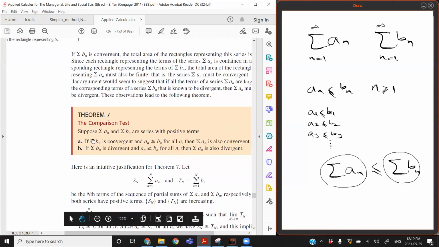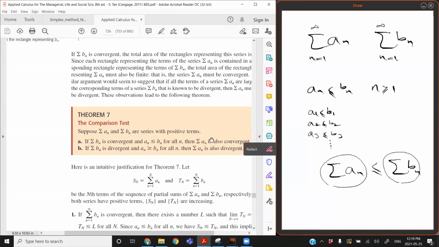We have the comparison test here. Suppose that sigma an and sigma bn are both series with positive terms. This is something that I forgot to mention, but generally this section is all about series with positive terms. So all the terms A1, B1, A2, B2, A3, B3 of both series are positive numbers. Then if sigma Bn is convergent and An is less than or equal to Bn for all n, then sigma An is also convergent. So if this one here is convergent, then so is this one.